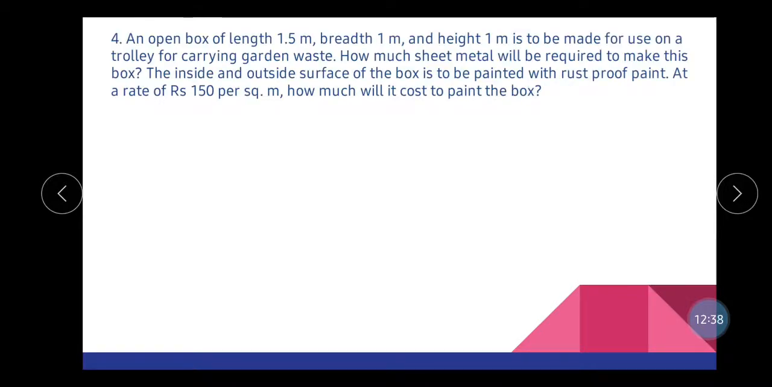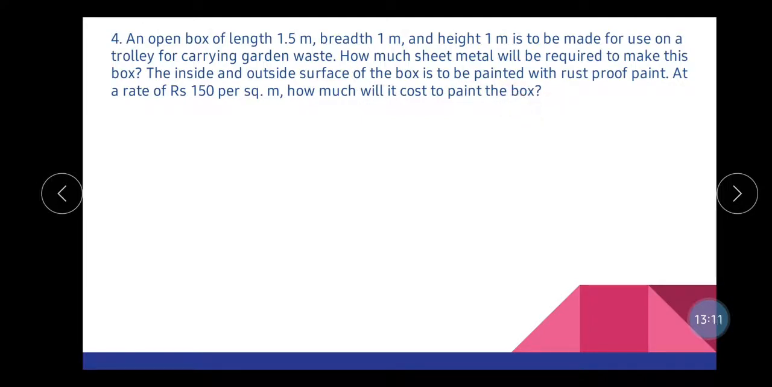The last question. An open box of length 1.5 meter, breadth 1 meter and height 1 meter is to be made for use on trolley for carrying garden waste. How much sheet metal will be required to make this box? The inside and outside surface of the box is to be painted with rust-proof paint at a rate of rupees 150 per square meter. How much will it cost to paint the box?